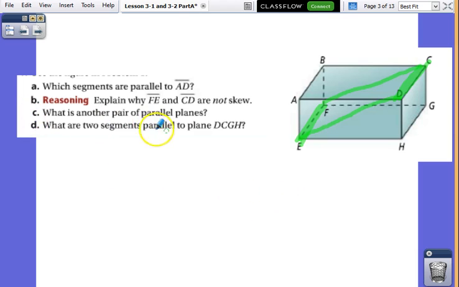And then finally, what two segments are parallel to the plane DCGH? So DCGH is this side of the box over here. There's more than two segments. AB would be parallel, BF would be parallel, FE would be parallel, AE would be parallel. So any line segment that's on the parallel plane to this plane, you're good. Does anybody have any questions? Excellent. Let's move on then.